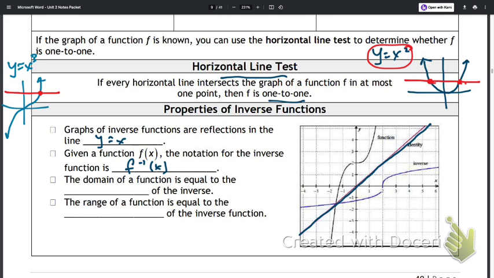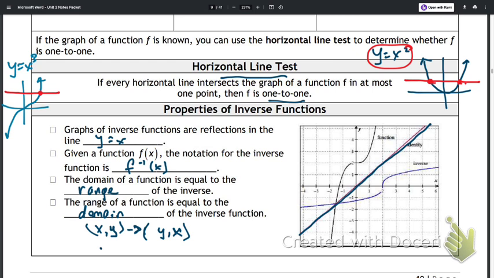The domain of a function is equal to the range of the inverse, and the range of the function is equal to the domain of the inverse. So just like your x's and your y's flip when you do an inverse function, you switch your x's and y's. You also switch your domain and range.